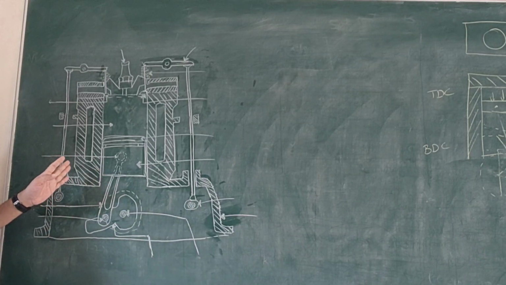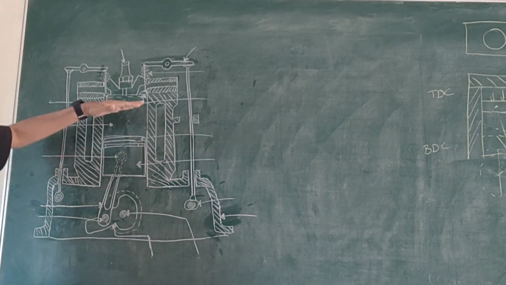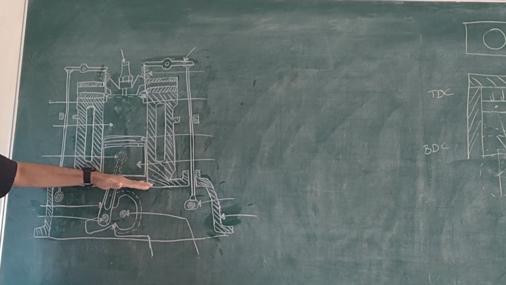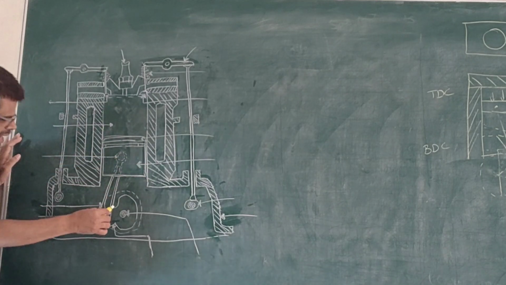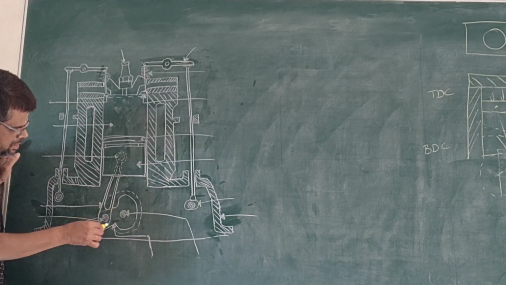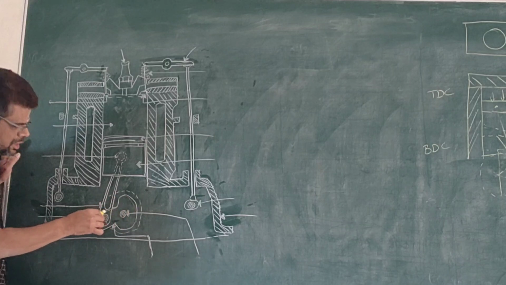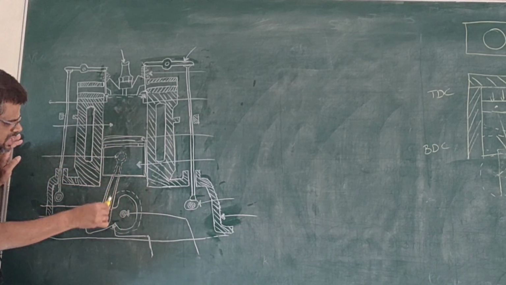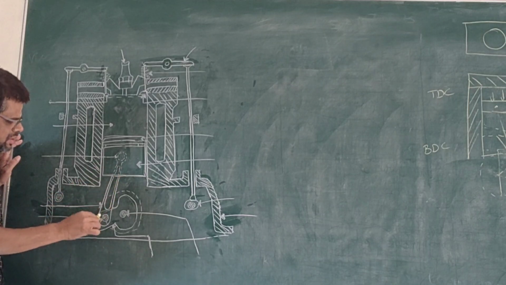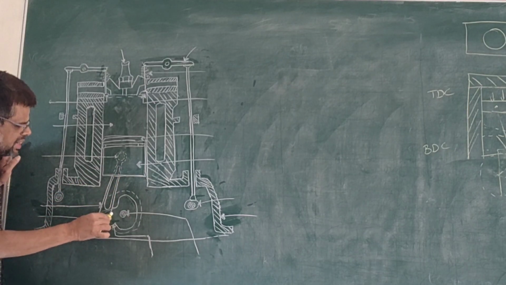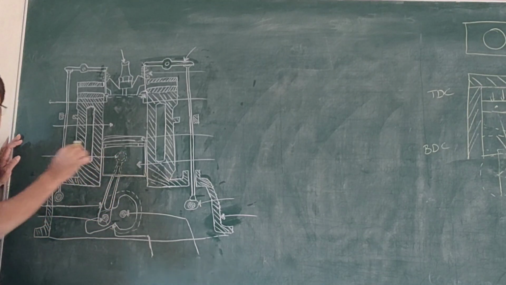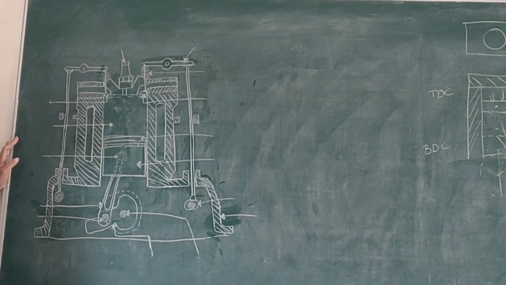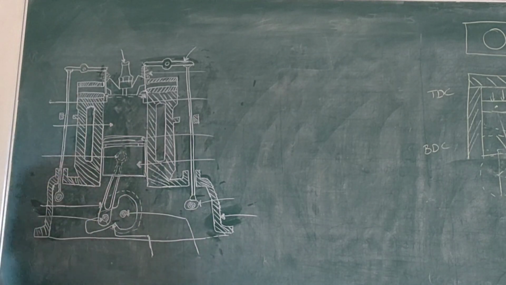Here the piston will move from top dead center to bottom dead center, and here this is the crank. Observe this. This is the crank, and this piston and crank are connected by means of this connecting rod. See, this is the connecting rod. So it consists of one big end and one small end. So cylinder, piston, connecting rod.